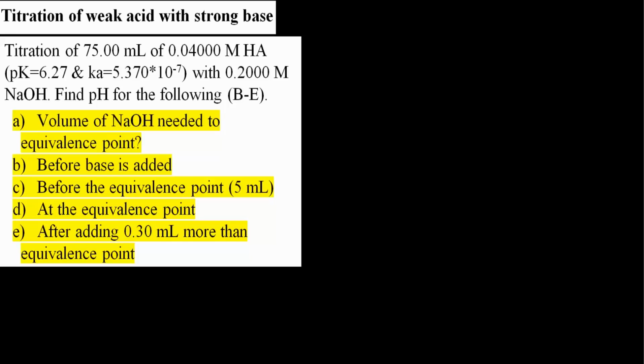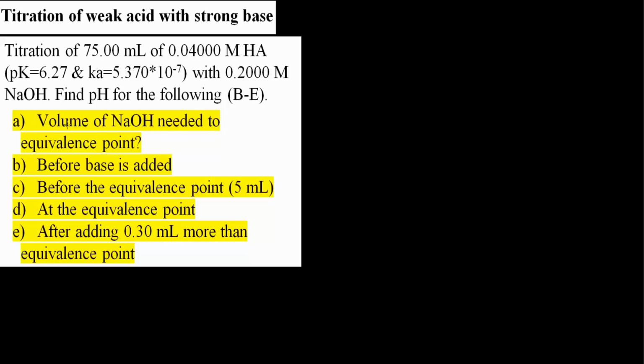In this video, we will be solving a titration of a weak acid with a strong base. This problem involves 5 steps, A, B, C, D, and E. So let's get started. Titration of 75 milliliters of 0.04 molar HA, pKa has a value of 6.27, Ka has a value of 5.37 times 10 raised to negative 7, with 0.2 molar NaOH. We want to find the pH of the following, B through E.